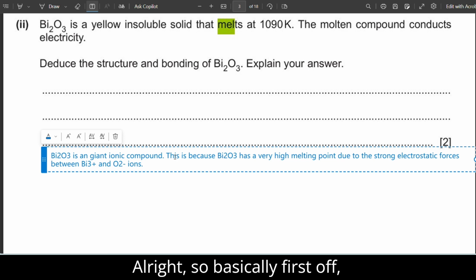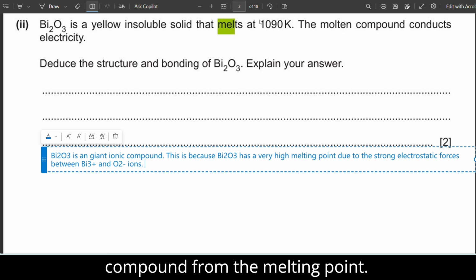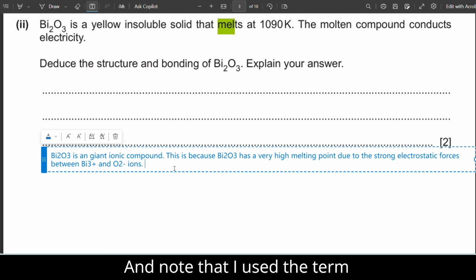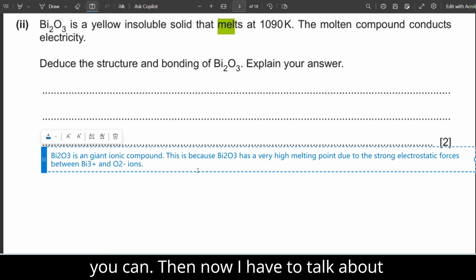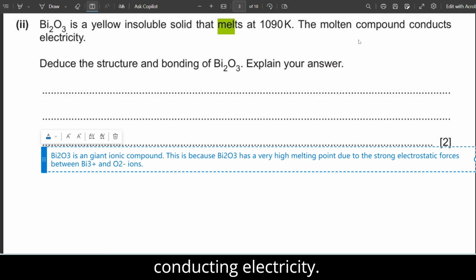Alright, so basically, first off, I explain why it's a giant ionic compound from the melting point. Okay, and note that I use the term electrostatic forces. As I said earlier, please use this term whenever you can. Then now I have to talk about conducting electricity.